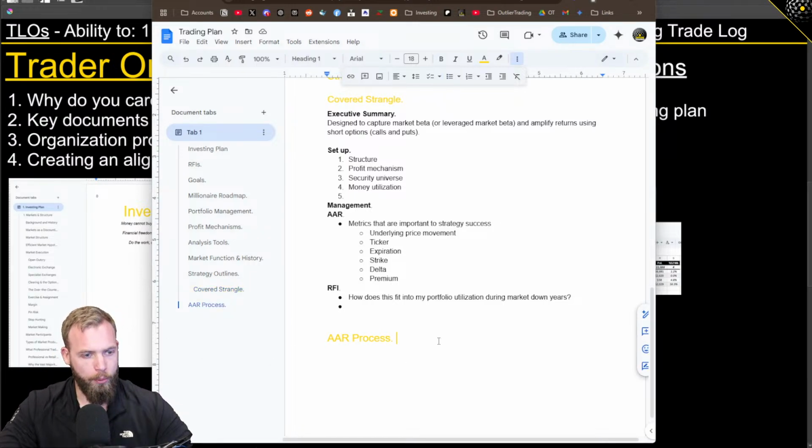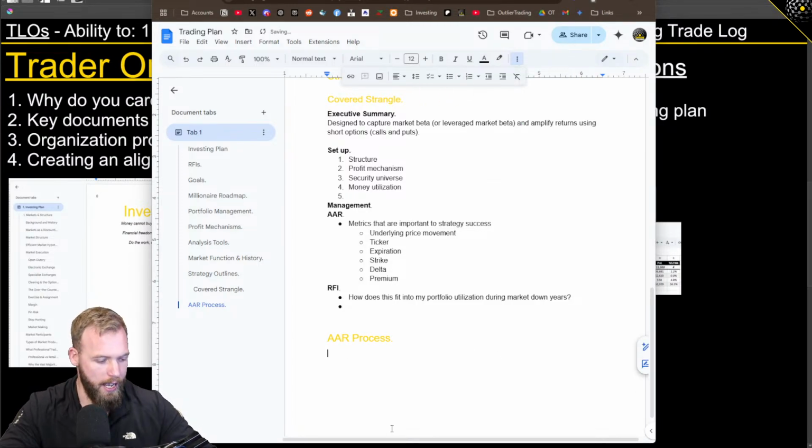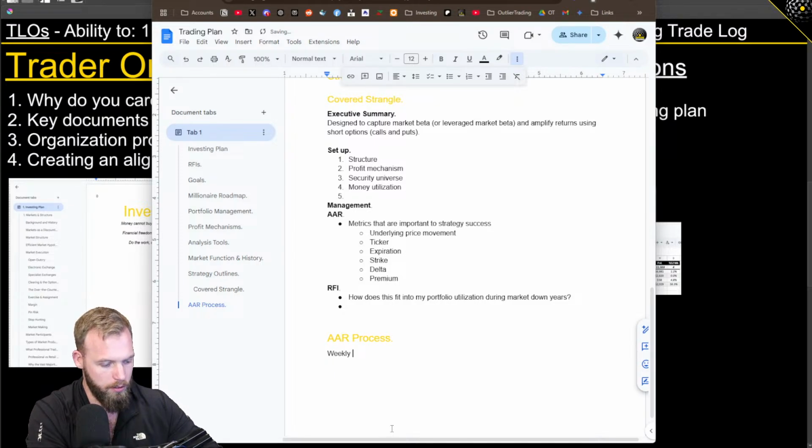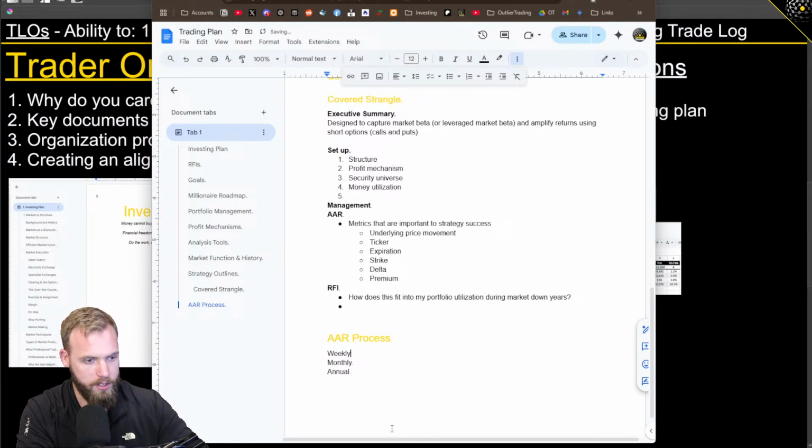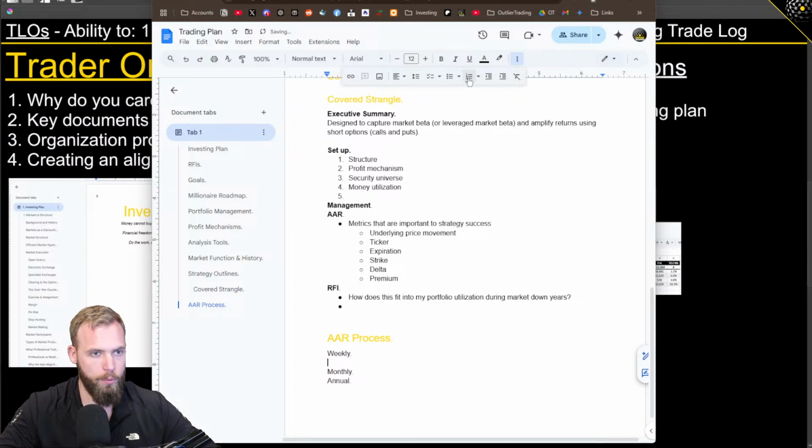Now, the AAR process, I don't know if I have videos. I'm pretty sure I have videos. We probably did it on a live stream. The AAR process is like a review process. So what I do is I have a weekly, monthly, and annual review process. And in this AAR process, I literally just outline the steps that matter to me for the review process.